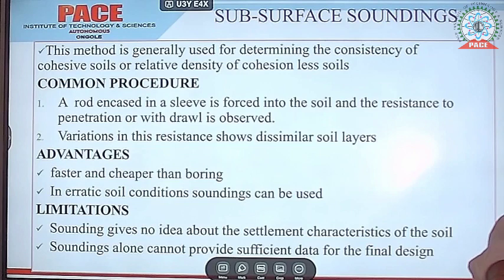The main advantage of subsurface soundings is that they are faster and cheaper than borings. In erratic soil conditions, sounding can be used. The main limitation of these methods is that soundings give no idea about the settlement characteristics of the soil, and soundings alone cannot provide sufficient data for the final design.